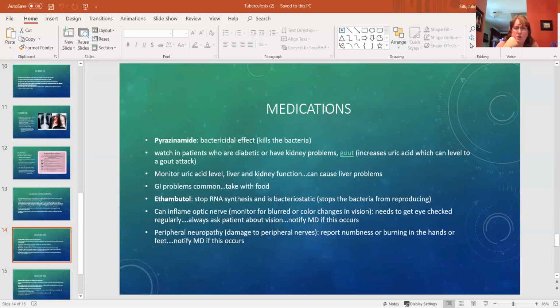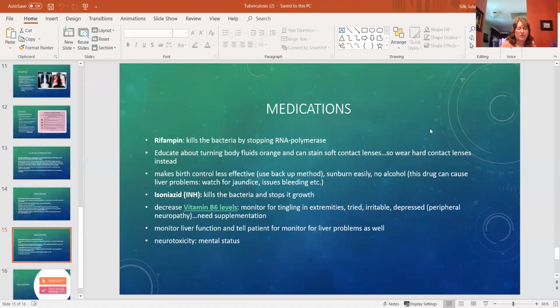Okay, so with ethambutol, it can inflame your optic nerve, so it can cause vision problems. So you have to get your eyes checked regularly while you're on it, and you can also get peripheral neuropathy. So you can have numbness and tingling in your hands and your feet.